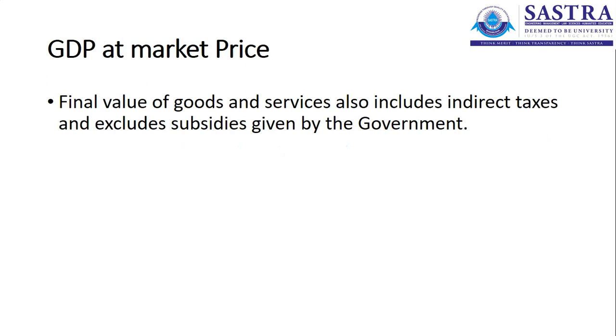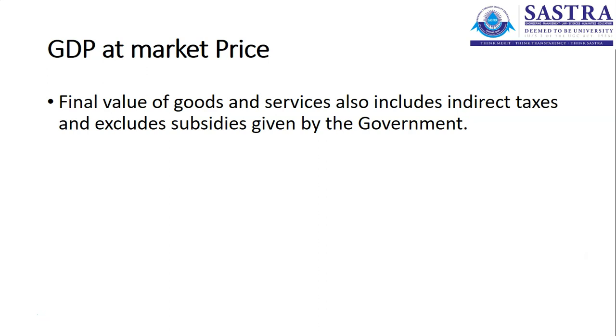In calculating GDP, there are two important concepts or measurements. We measure gross domestic product on the basis of market price and on the basis of factor cost. These are the two important aspects. In the measurement at market price, the final value of goods and services includes the indirect taxes and excludes the subsidies given by the government.